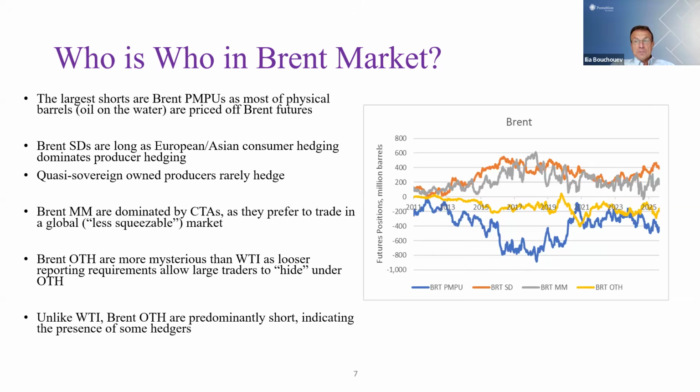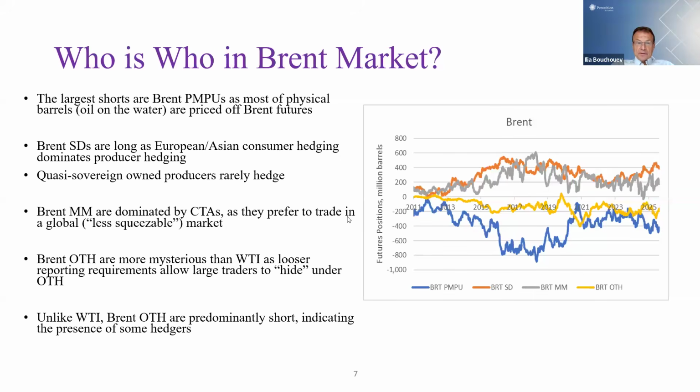And vice versa, European and Asian consumers, such as airlines, are fairly active hedgers. So the balance is flipped the other way, with European consumers basically taking the other side of PNPUs. They are the largest long, and PNPUs are the largest shorts.